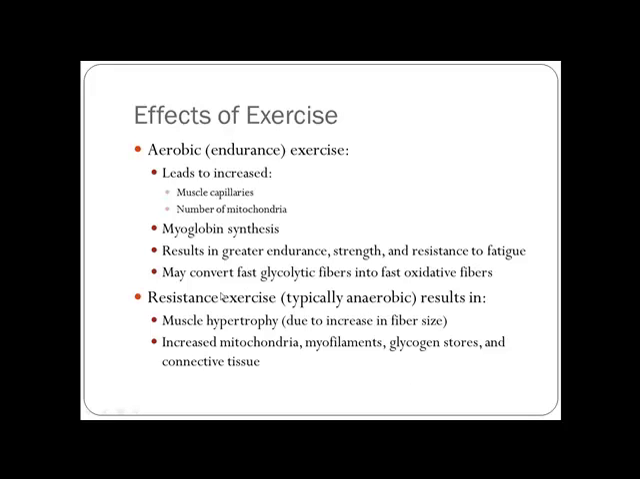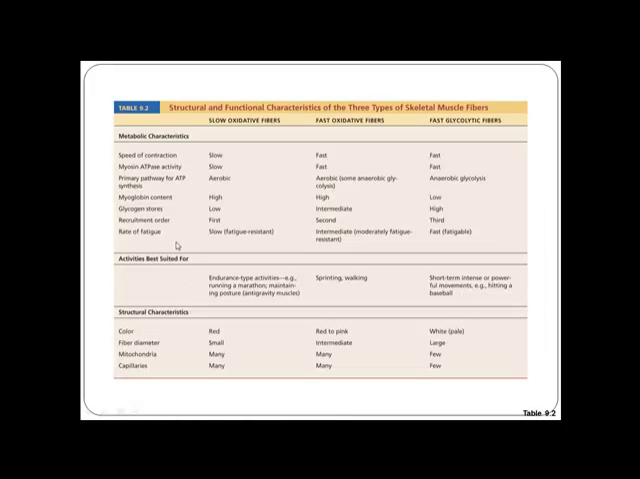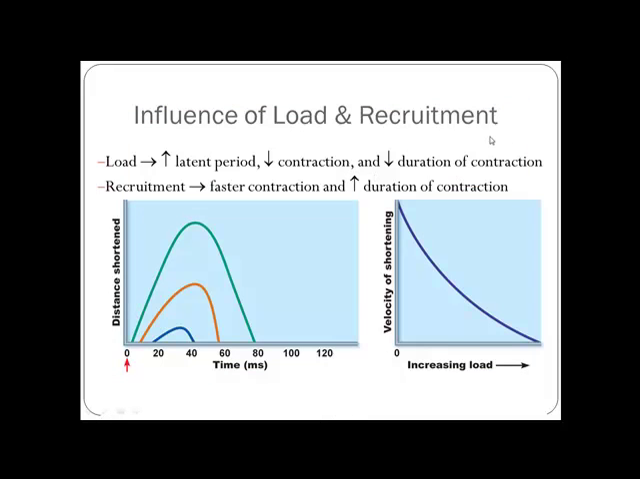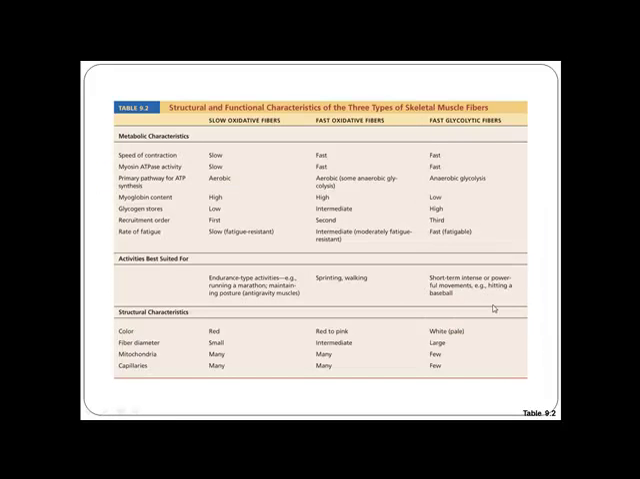So basically look at this past chart here. Everything on this chart would increase if you do endurance exercise. Everything on this chart on this side would increase if you do weightlifting type exercises. So that's why a weightlifter would have big, strong, bulky muscles, and a marathon runner would have slender, lean, long muscles.